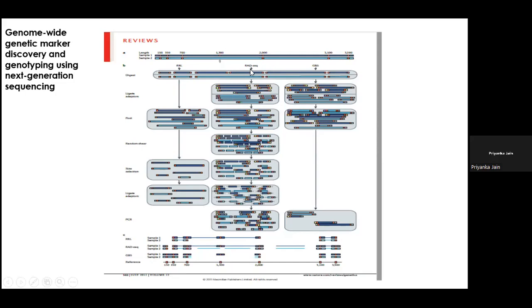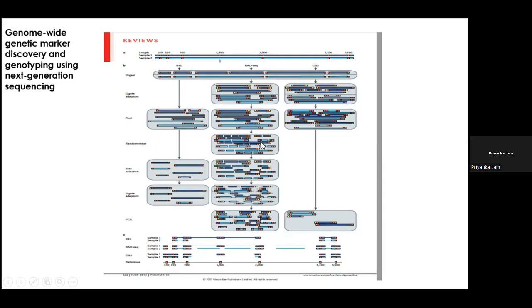Before that, the digestion step is common in all. Digestion is by a restriction enzyme. Here it was a methylase sensitive enzyme. Here it was simply mentioned as a restriction enzyme. Then the adapters are ligated, and then pooling is the mixing of the samples, because all samples are mixed at a specific concentration and then used for the library sequencing.